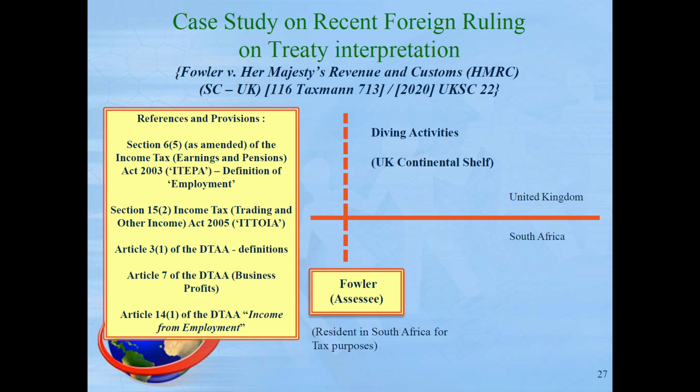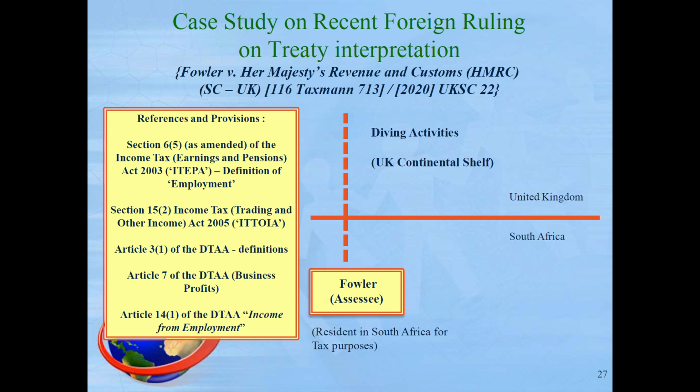The facts of the case: there was a person, Mr. Fowler. He was a resident of South Africa for tax purposes. He went to the UK and undertook some diving activities. He was a qualified diver. It was assumed and presumed, as a fact of the case, that he undertook diving activities as a part of his employment and not as a self-employed contractor, not for business purposes.